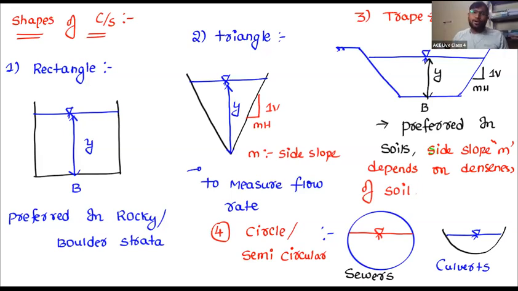Number one, stability point of view. Now, number two, cost point of view. You just have a look at what I'm going to say here.